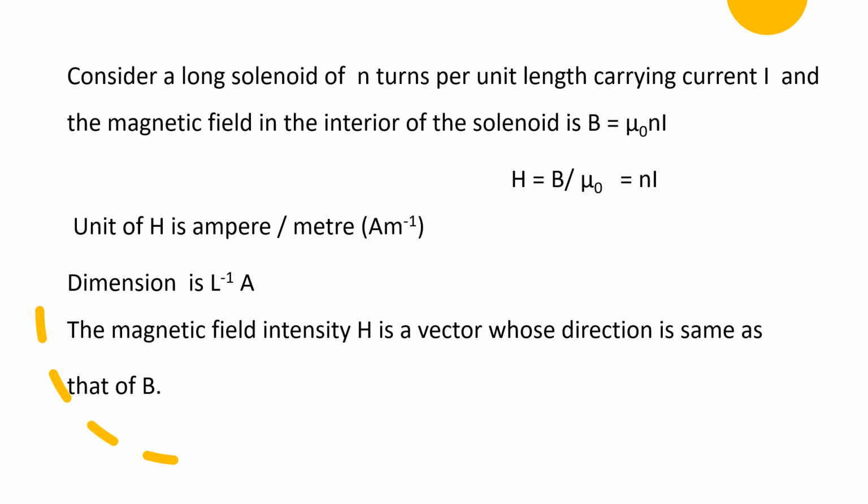And the magnetic field intensity H is a vector whose direction is the same as that of the magnetic induction vector B.